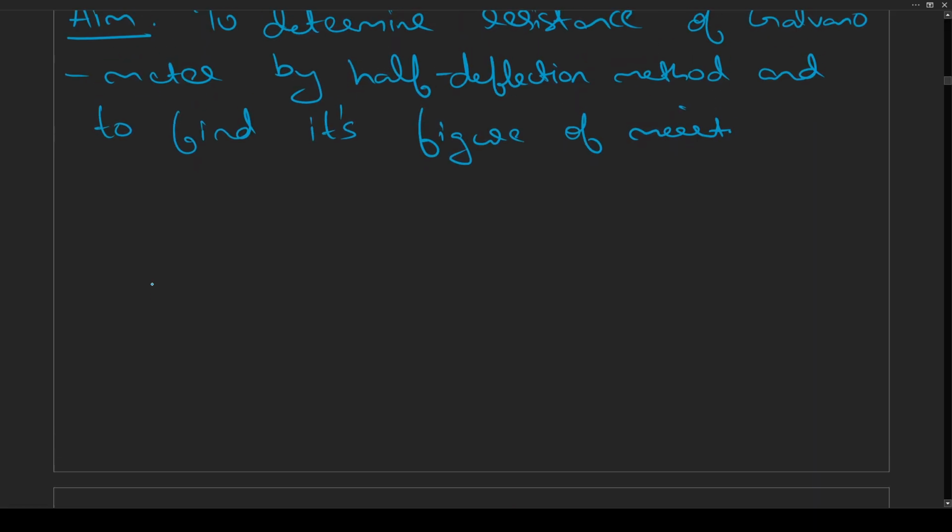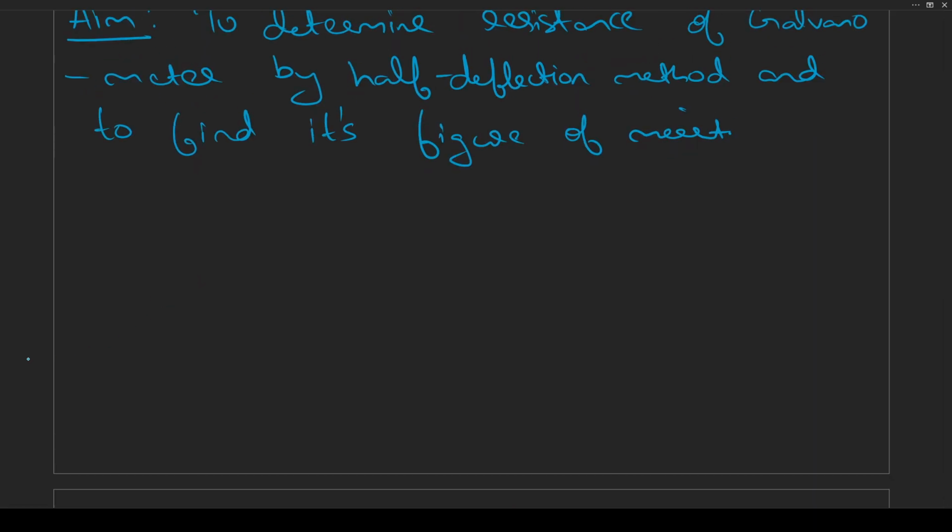Okay, now apparatus, as I told, everything is in the circuit: pointer galvanometer, cell, resistance boxes, and two plug keys. Now principle is very important here. I'll show you a method in which the principle is easy to remember as well. I'll show you a method to derive one of the important formulas from the principle itself.